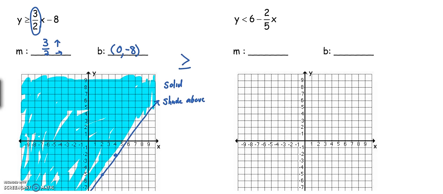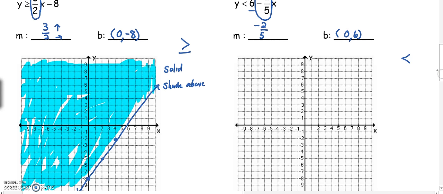In the last equation, my slope is still in front of the x, even though we switched order, so my slope is negative 2 over 5. My starting point is 0, 6, which is still that number that's by itself. And I also have a less than sign. So I'm going to start by plotting my point at 0, 6 and using the slope to go down 2 and right 5.